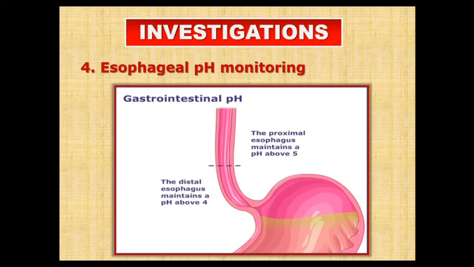Gastroesophageal reflux disease can be diagnosed by pH monitoring, which is the most quantitative and sensitive method, and it assesses not just the presence of the disease but the efficacy of the treatment.